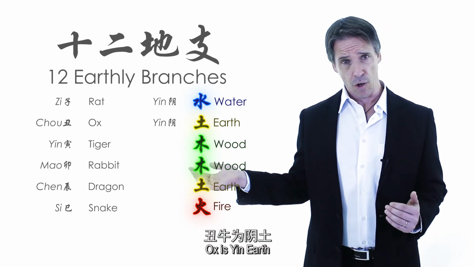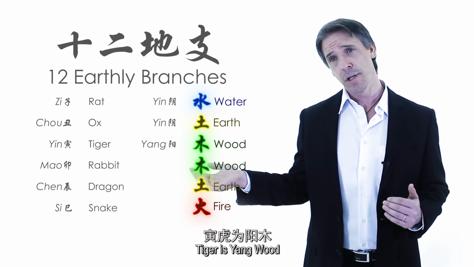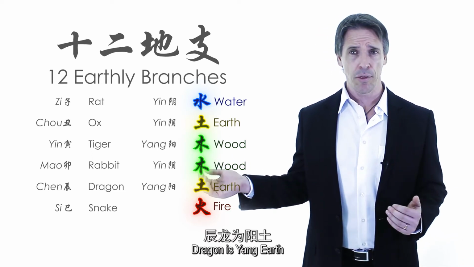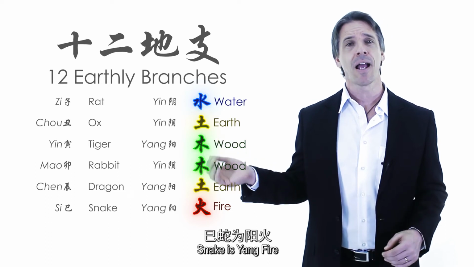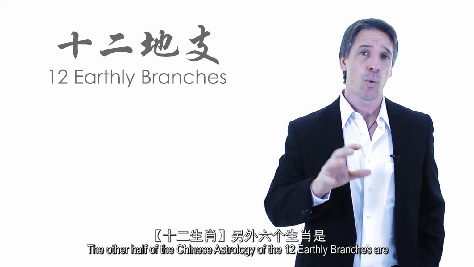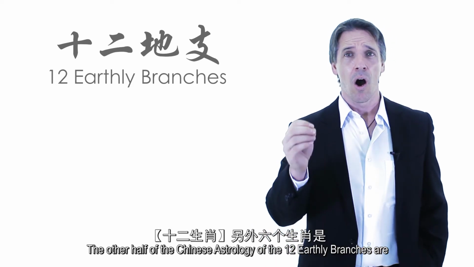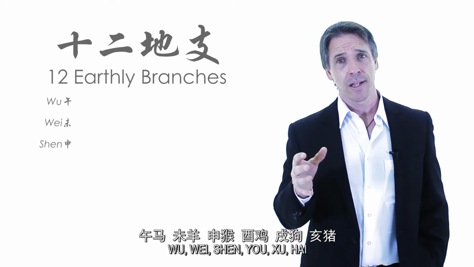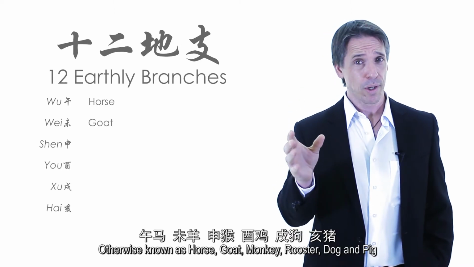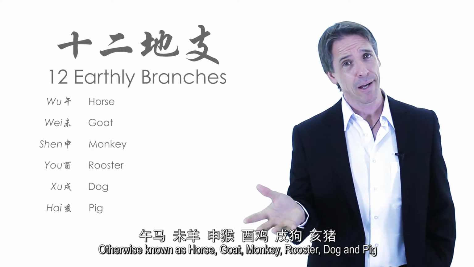The ox is yin earth, the tiger is yang wood, the rabbit is yin wood, the dragon is yang earth, and the snake is yang fire. Okay, the other half of the Chinese astrology, or the 12 earthly branches, are Wu, Wei, Shen, Yu, Shi, and Hai, otherwise known as horse, goat, monkey, rooster, dog, and pig.